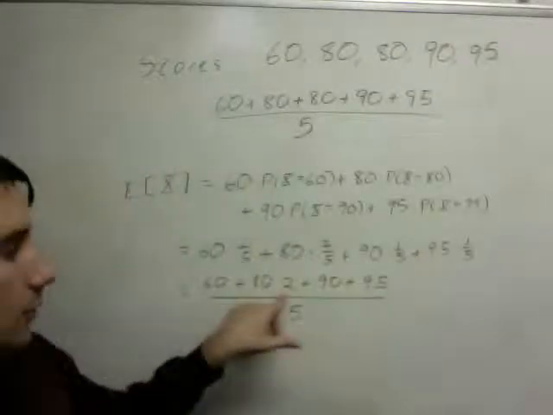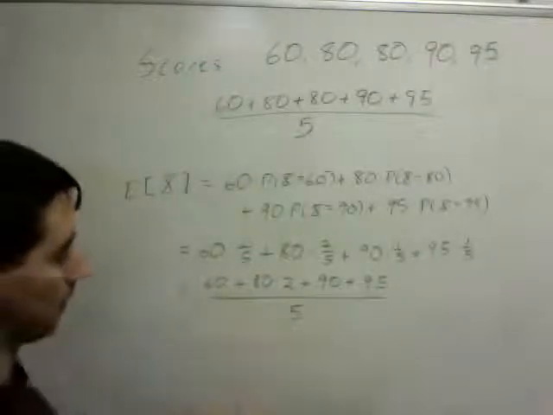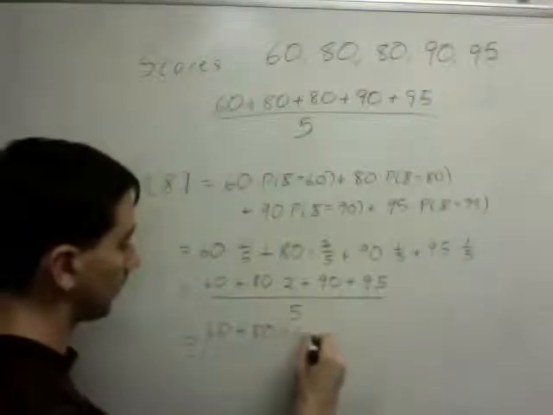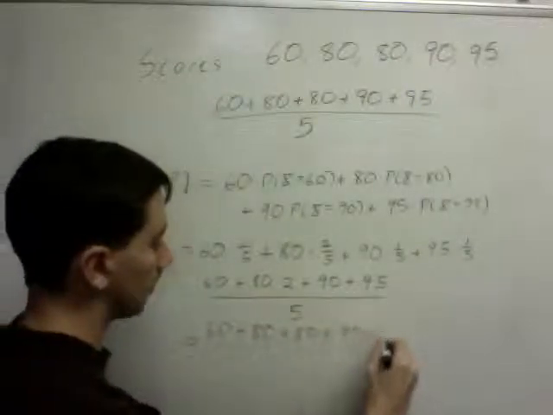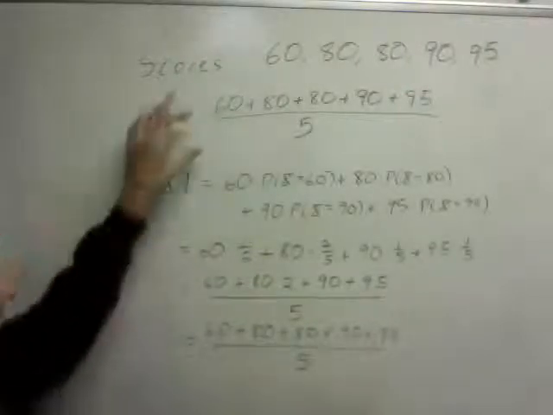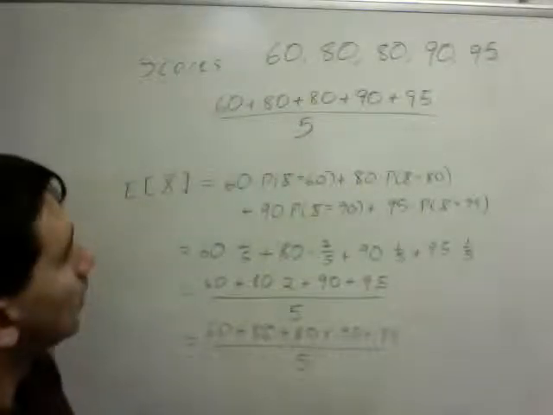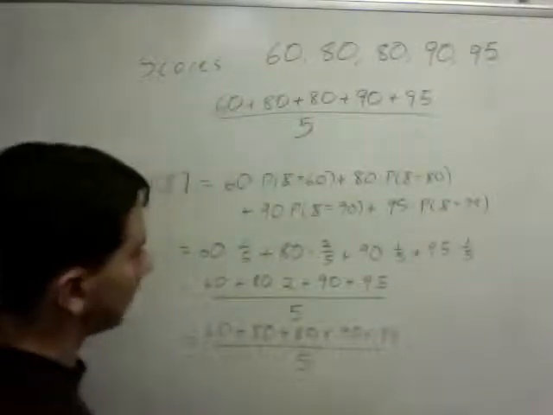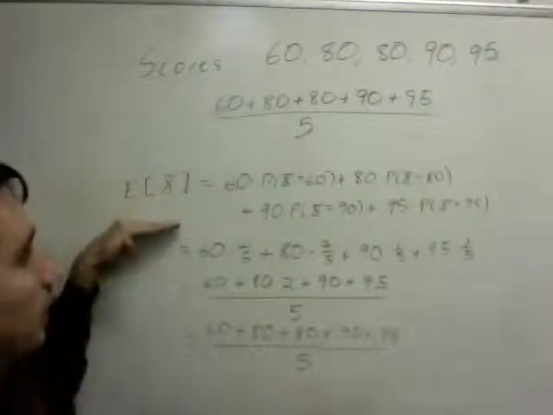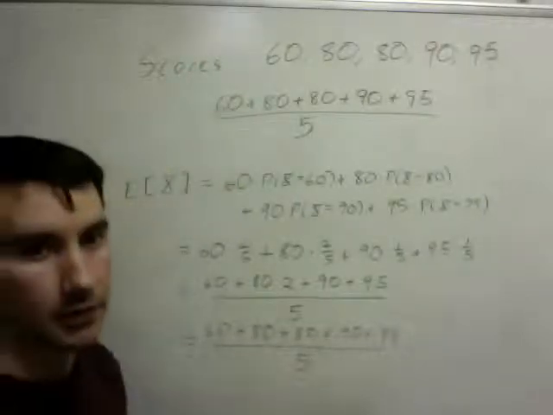And what does 80 times 2 mean? If we think back to elementary school, that just means 80 plus 80. Right? That's what 80 times 2 really means. So this is 60 plus 80 plus 80 plus 90 plus 95 over 5, which is the same formula you use for your average formula. So it really is just computing an average. But why would we do it this way instead of doing it this way? Well, let's change the example just slightly.